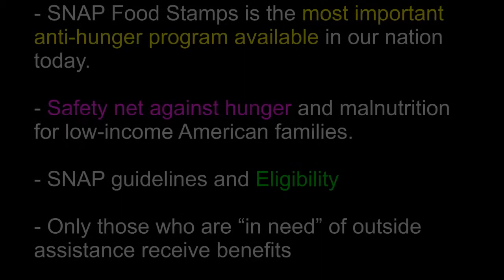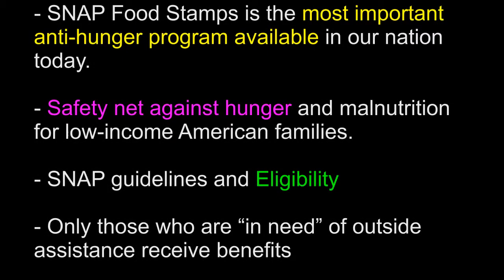Conclusion. SNAP food stamps is the most important anti-hunger program available in our nation today. It has provided the necessities for low-income Americans to afford a nutritionally adequate diet in a month's time. The food stamp program was established as a safety net against hunger and malnutrition for low-income American families. SNAP guidelines ensure that benefits are available to all who meet certain eligibility criteria so that only those who are in need of outside assistance receive the benefits.